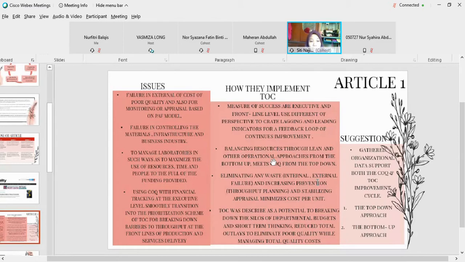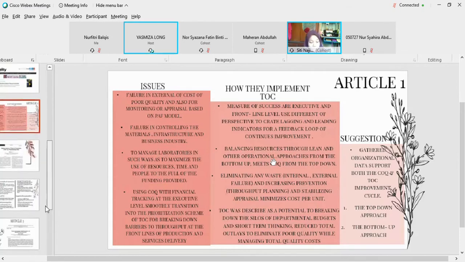So we can say that TOC was described as a potential for breaking down the silos of department, annual budget and short-term thinking, and reducing total outlays to eliminate quality failures while managing total quality cost. So, I will move to another point in this article, which is the suggestion.